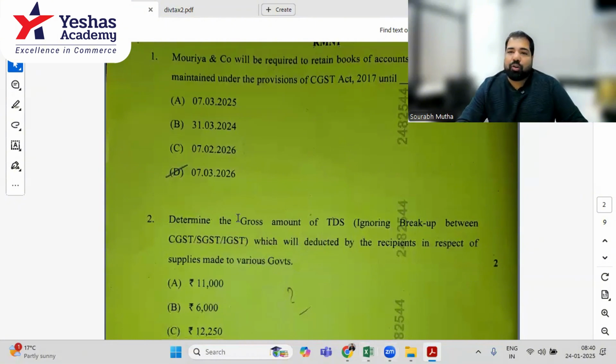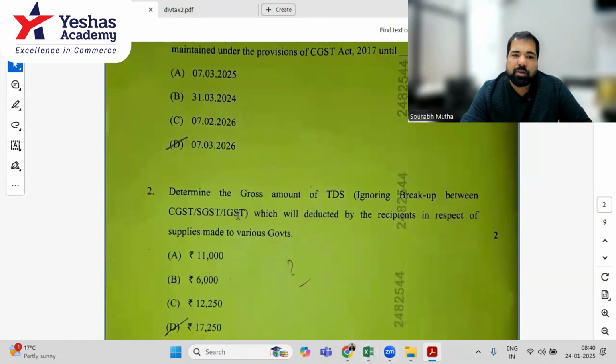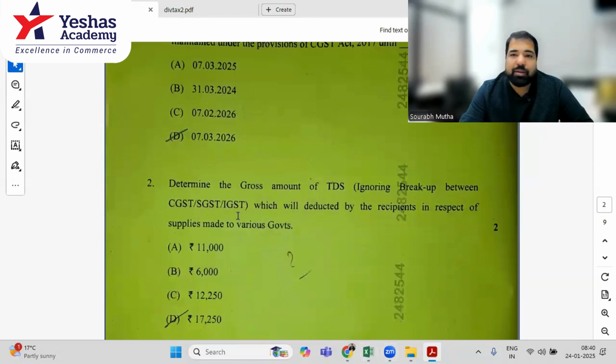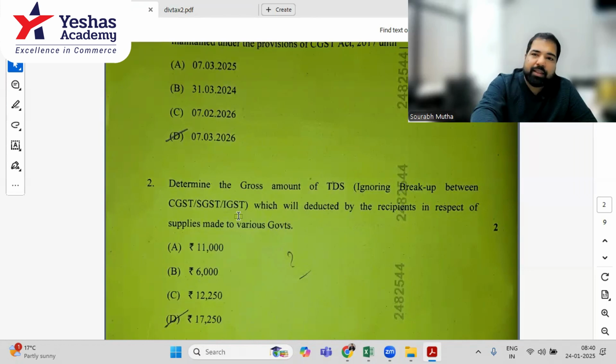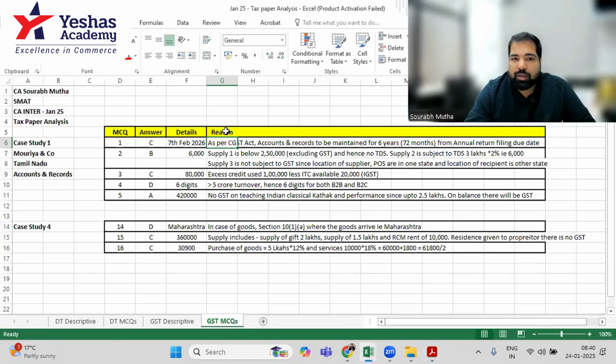Next, determine the gross amount of TDS, ignoring the breakup between CGST, SGST and IGST. That means they don't want 2%, 1%, 1%. They want the total amount to be deducted on the respective supplies to various governments. So the first supply, there was no TDS because the supply was not more than 250,000. The second there was, and the third again there was not. So supply 1 is below 250,000 excluding GST and hence no TDS. Supply 2 is subject to TDS, so 3 lakh into 2%, that is 6,000.